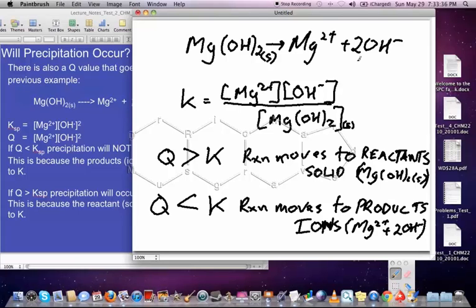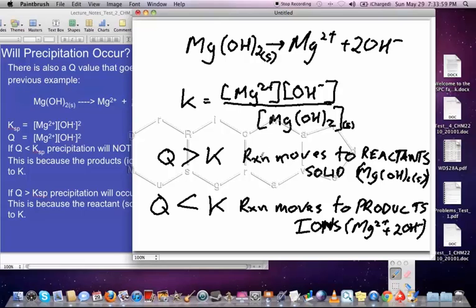And if we've got K for this process, which is just the dissolving of Mg(OH)2 solid, then what we've got is the reactants on top here as being the ions and the solid being down on the bottom. Now here's what I want you to see. If Q is greater than K, what's going to happen is the reaction will move towards the reactant side.